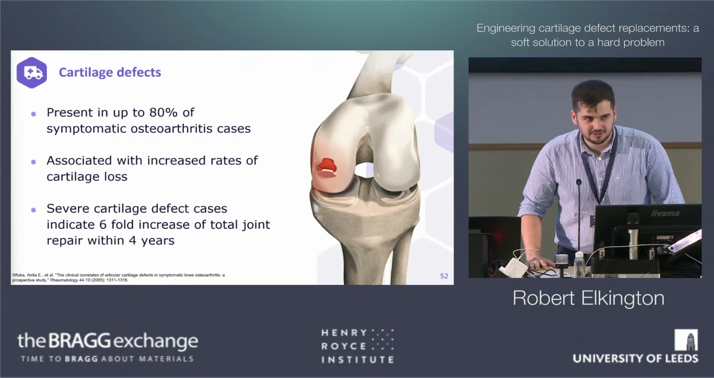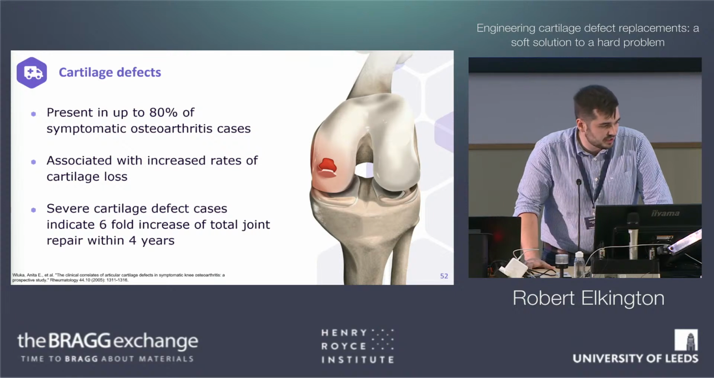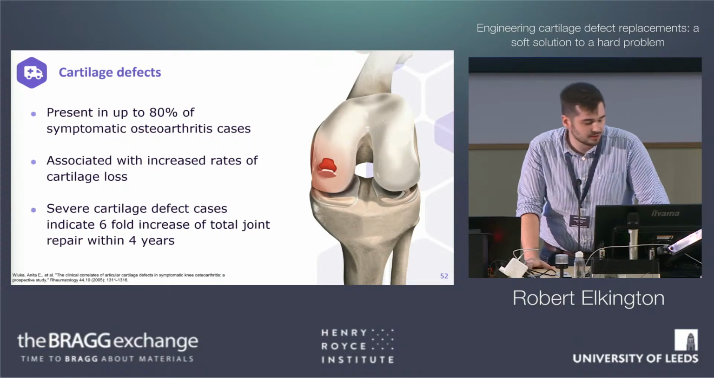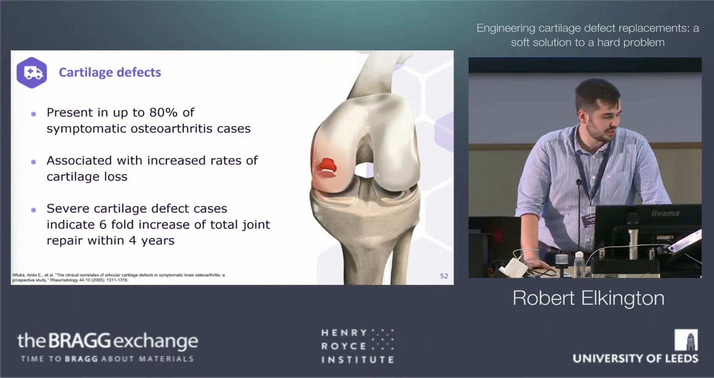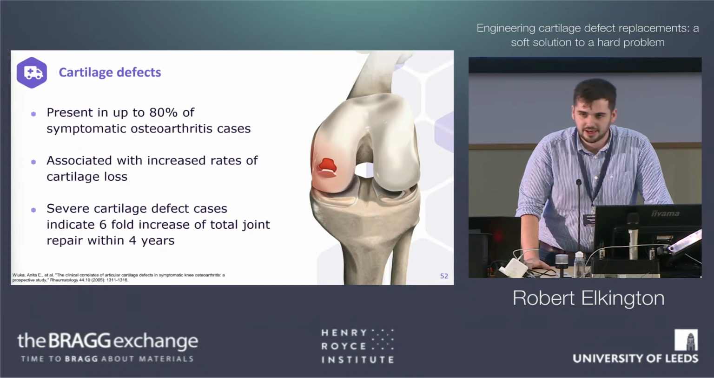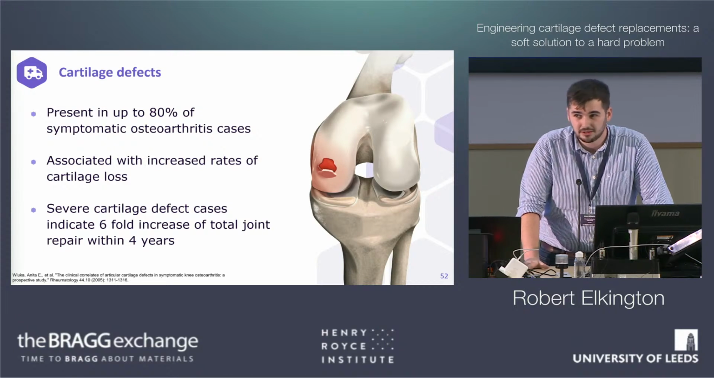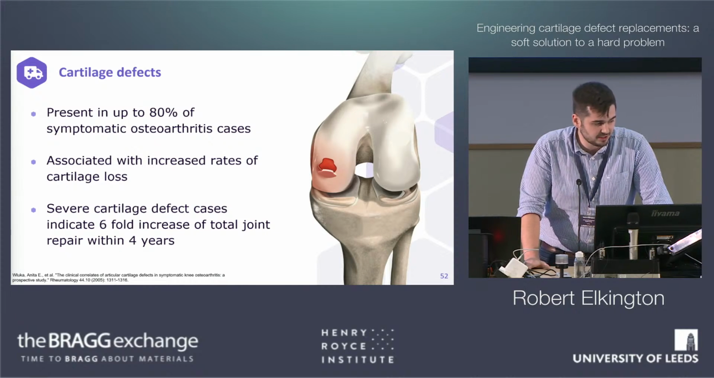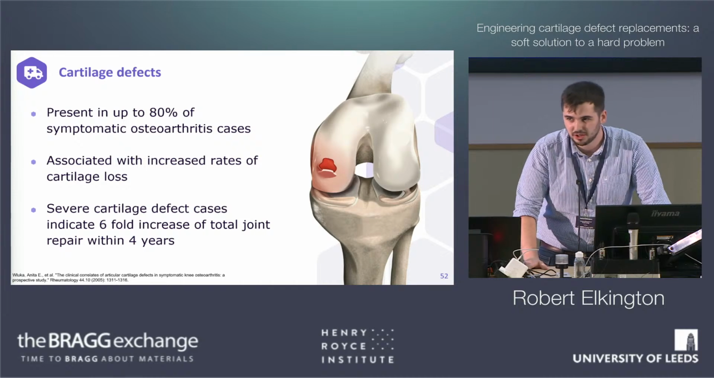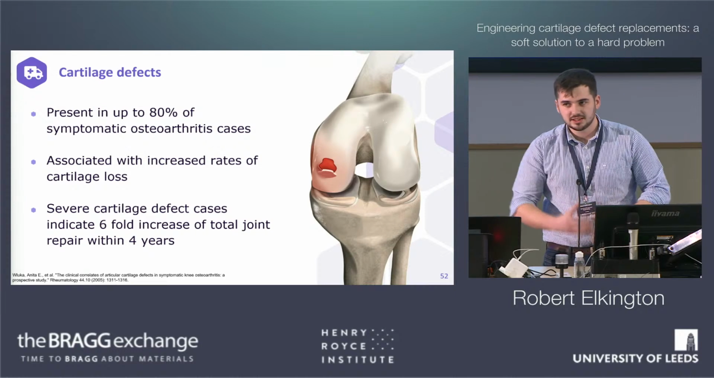So, cartilage defects. Some of us in this room probably have one. They're present in up to 80% of symptomatic osteoarthritis cases. They are associated with accelerating and increasing rates of cartilage loss. They don't heal. Cartilage is avascular. Once you damage it, particularly if you're older, over 40, these lesions only really get bigger and disrupt the joint homeostasis. As your body adapts, it might overload another side, and these things tend to compound.